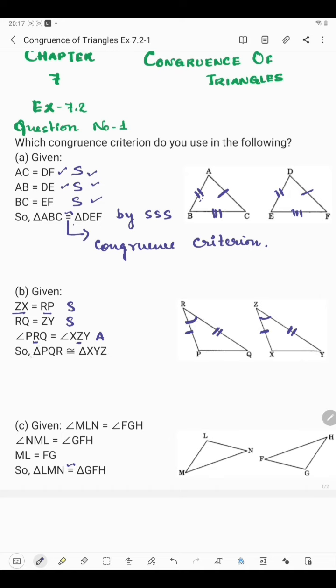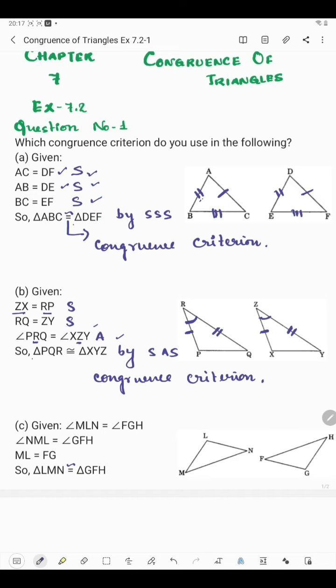So triangle PQR is congruent to triangle XYZ by S criterion, side, angle, side, and this angle is between the two sides, so we'll write SAS congruence criterion.